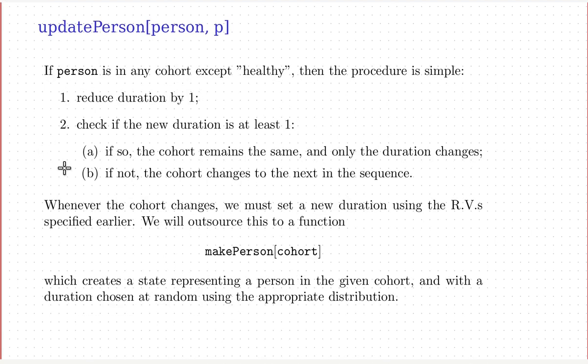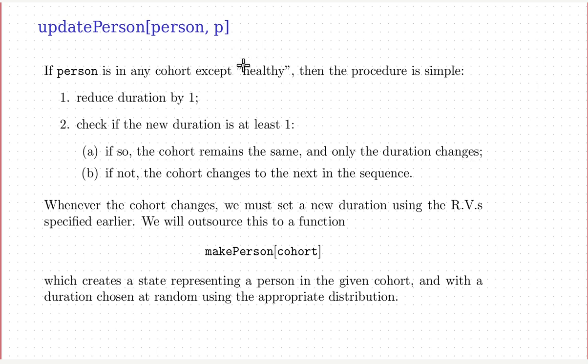Let's talk about this update person function. It has two inputs, the person to be updated and the number P, which is the probability a random person is contagious. This is the most complicated part of the whole simulation. I'm going to do it in two parts here. First, we'll talk about what happens if the person is in any cohort except healthy. In other words, if the person has contracted the illness, right?